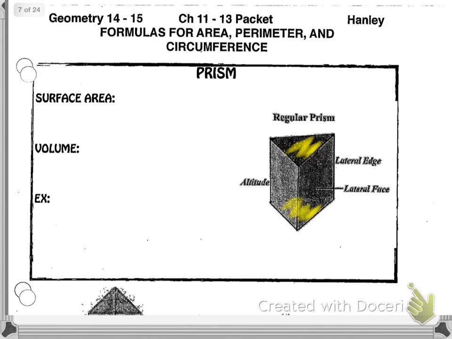Okay, so for surface area, we want to find the area of all the spaces all the way around. So what you can do is find the area of each face and add it up, but some of them are repeats. So if we think about the bases here, it's your surface area, and for that we use the abbreviation SA. Well, we have 2 of the same bases, so it's 2 times the area of your base.